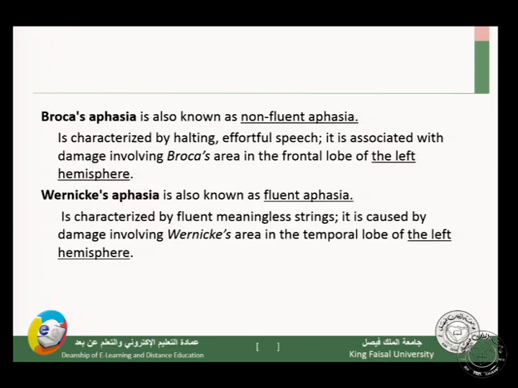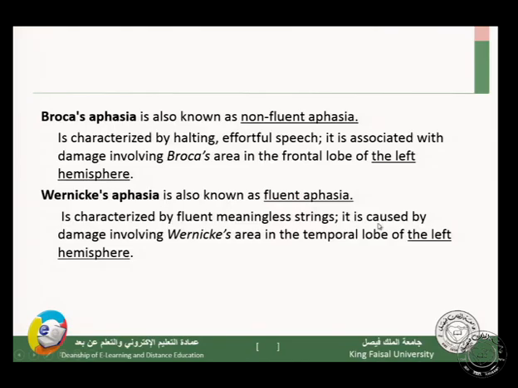The second type of aphasia is Wernicke's aphasia, which is known as fluent aphasia. Fluent because they don't have any problem with speaking. They can speak, they can produce language. They are fluent. They can speak without any pauses, without any difficulty. But the problem is they are providing us with meaningless strings, meaningless sentences.